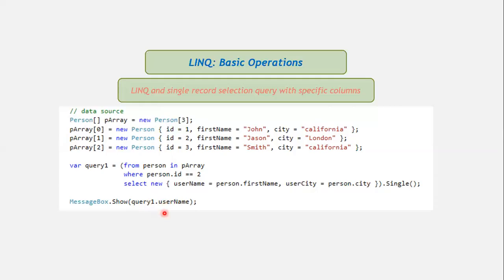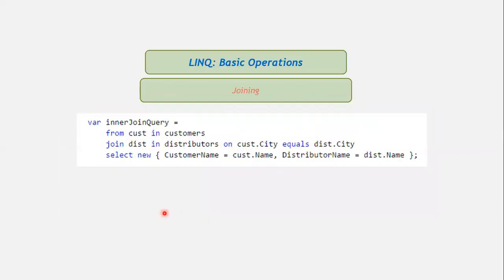I guess all the concepts of selecting particular columns from the query result are very clear to you. Okay, another concept that we can use in LINQ is joining. Joining the values, or selecting the values by combining the values from multiple collections. As it is very clear in this query, from customers, customers is one collection, that is a collection of objects of the customer class, and join distributors. Distributors is another collection, that is a collection of objects of the distributor class. You see, cust and dist are the variables that we are using here.